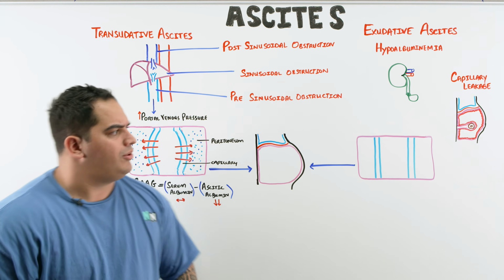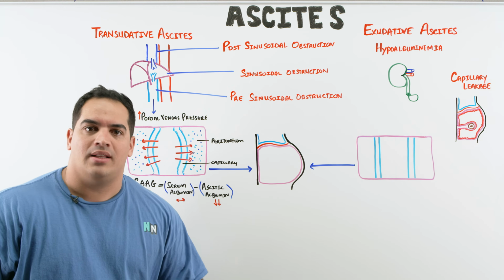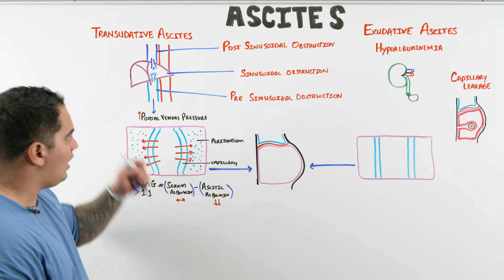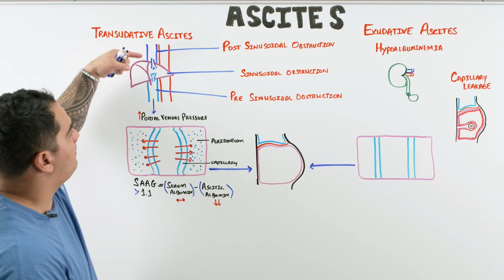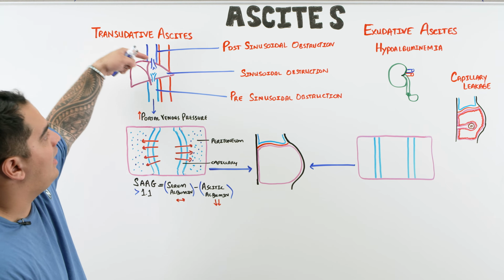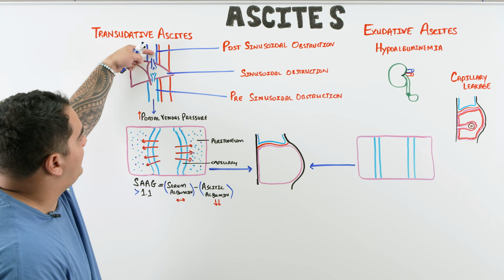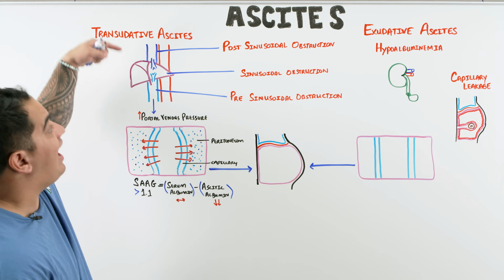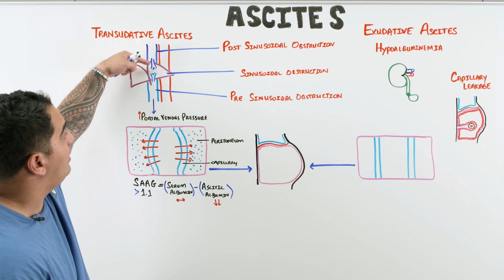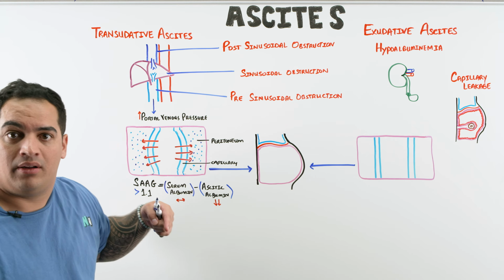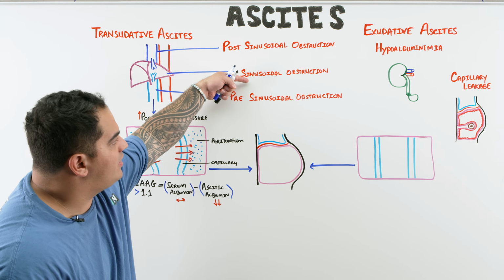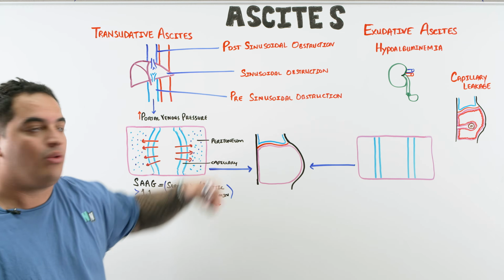And then you've got to ask, all right, what's the cause of the ascites? Then we have to focus on a schematic here and ask: is the obstruction that's causing this back pressure to be high after the liver, in the liver, or before the liver? So post-sinusoidal, sinusoidal, pre-sinusoidal. Let's go in order.